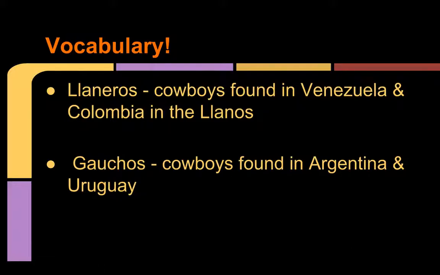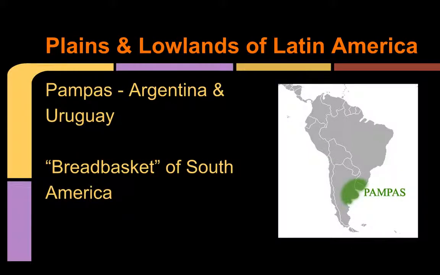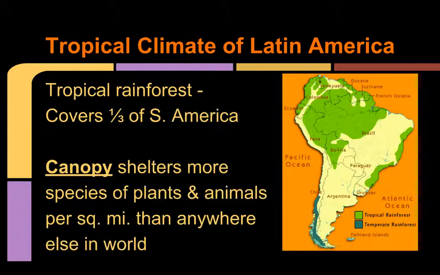And our other vocab word here is gaucho, which is another term for cowboys. But the gauchos are found in Argentina and Uruguay, and they are found in the pampas of Argentina and Uruguay. Pampas is right here again, very fertile, lots of grasses. It's called the breadbasket of South America, so that's where a lot of their crops are grown.